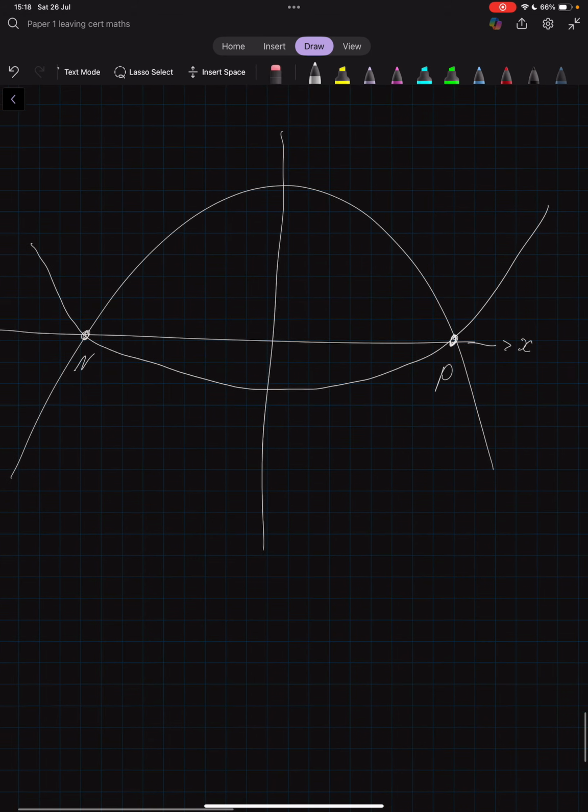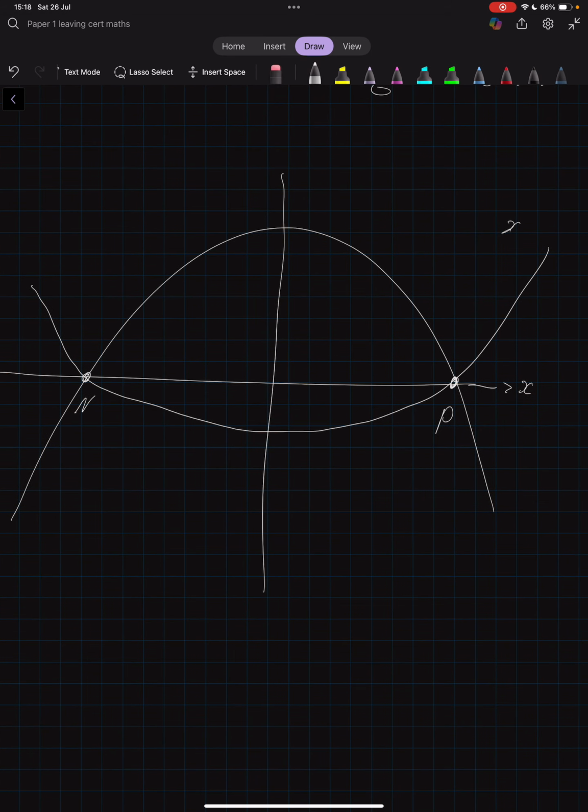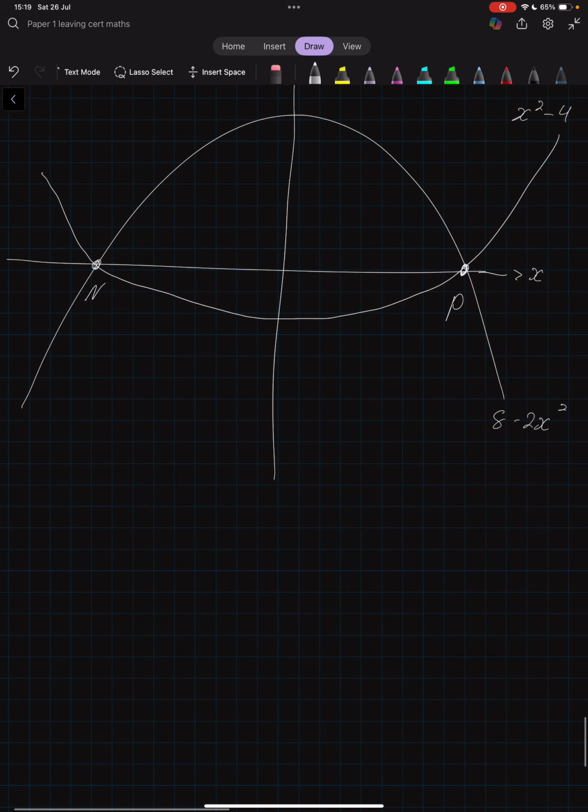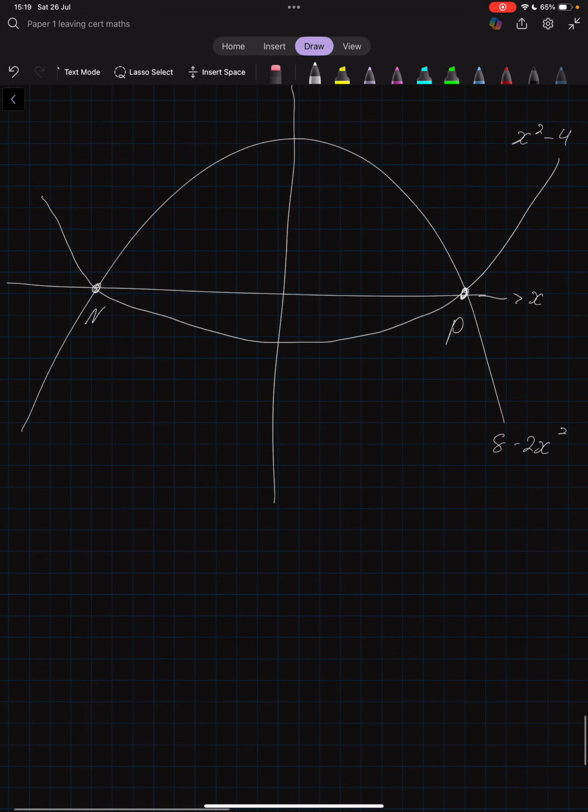So first of all, this one is equal to x squared minus 4. This one is equal to 8 minus 2x squared. I want to know what are both those points, so when are the functions equal to 0? It doesn't matter which one you pick. I'm going to equal the top one to 0 because it's slightly faster. So you get x squared equals 4, so x is equal to plus or minus 2. This is minus 2, this is plus 2. So those are our points of intersection.